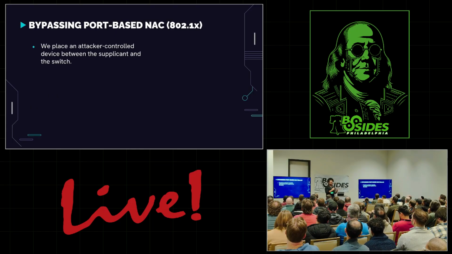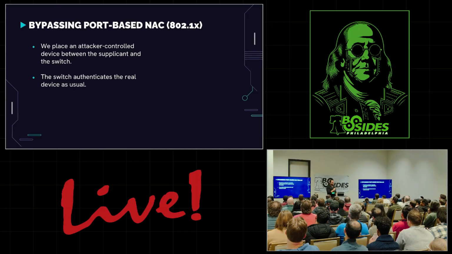What we can do, and I'll explain this more in detail in a second, is take an attacker-controlled device and basically put it as a man in the middle between the supplicant, which is whatever device is authenticating to the network. So you can think of that as a printer or an IP phone or whatever. We put the attacker-controlled device in between the IP phone and the port in the wall that it's connected to. And that eventually leads to the switch that manages the authentication and all that.